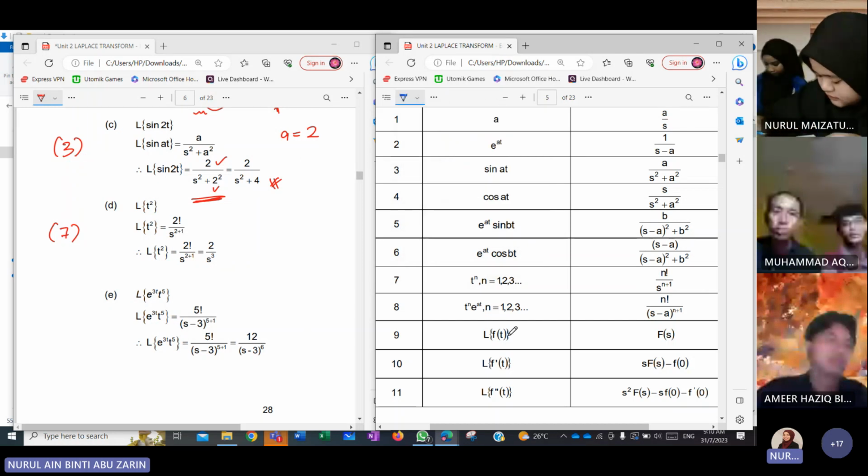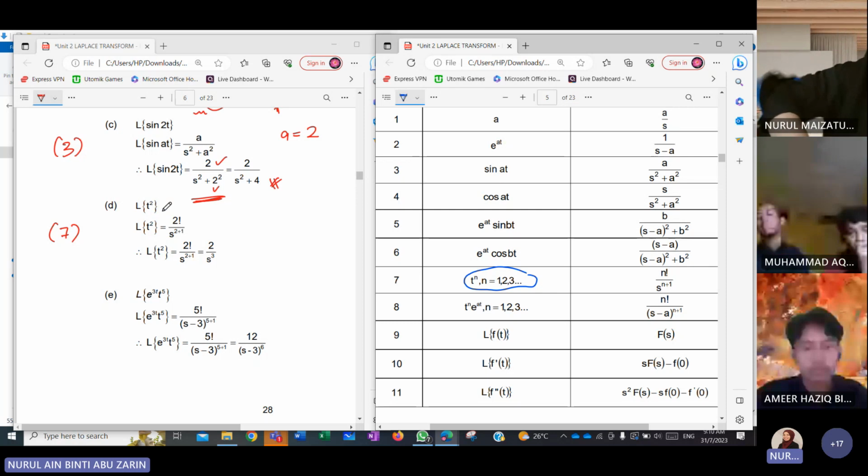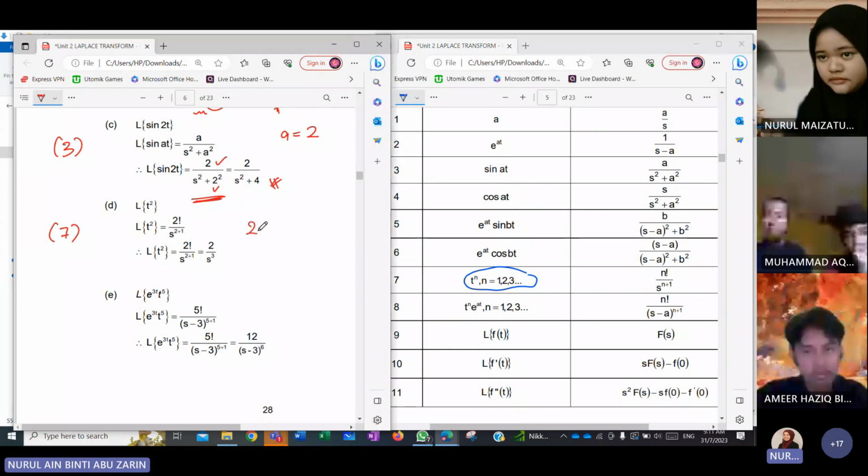Okay, ni eh. Kan? Jadi bila you ada T kuasa 2, you punya N value is 2. So you masukkanlah 2 factorial S to the power of 2 plus 1, sebab kita ada N plus 1 over here kan? N plus 1. Okay, so 2 plus 1 is 3. Tapi 2 factorial. Siapa tahu 2 factorial? Apa maksud 2 factorial?